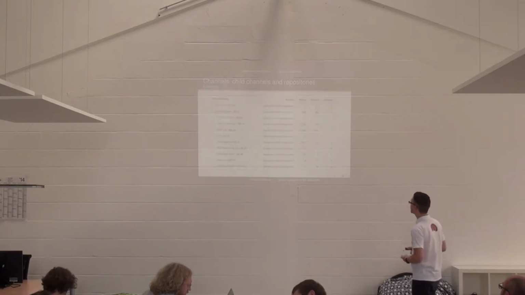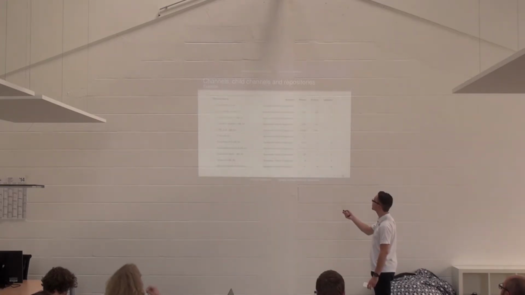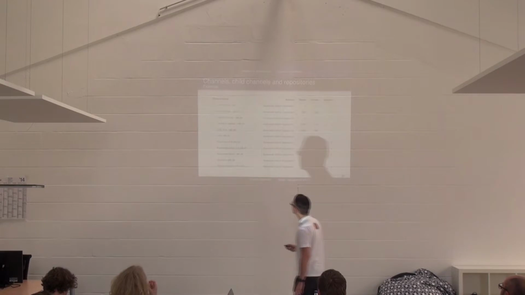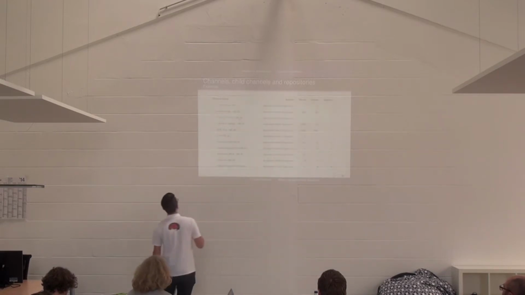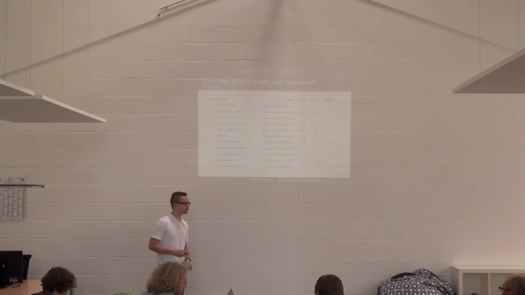So here is an example of my test system. I have a channel for CentOS 5, and here is a channel for CentOS 6. And there are many child channels. So for example, there's CentOS 6 extras, updates, April, and so on. These are all child channels, and this is the major channel. So these channels belong to the CentOS 6 base channel.